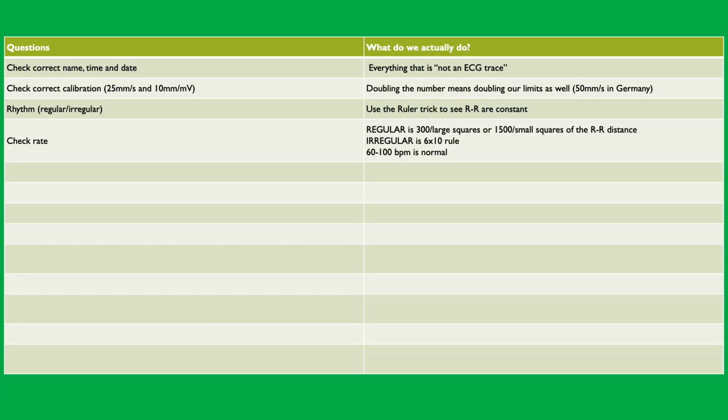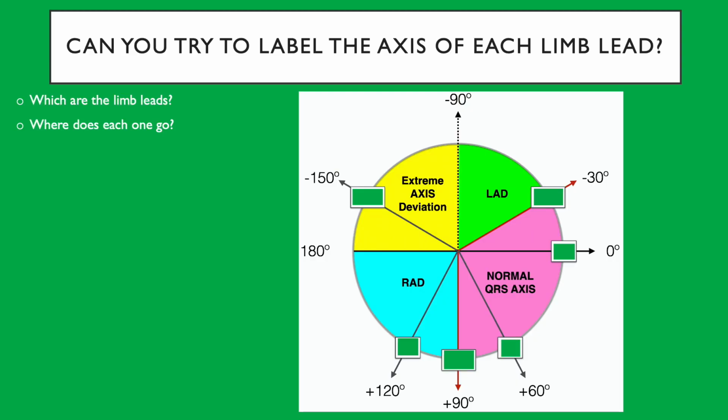So we did the steps. First, check everything on the ECG: calibration, the rhythm. Then we know which calculation to use. So then we have the rate. Okay, and then the next step is axis.